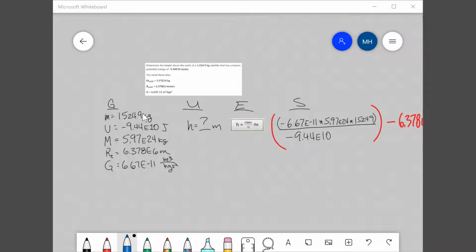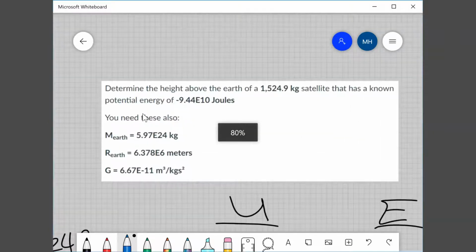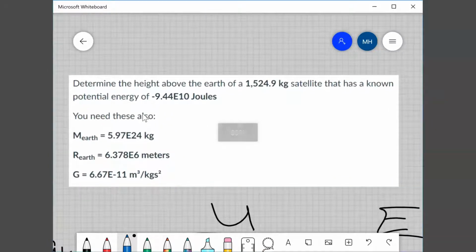This is a real quick overview of a problem like this. So let's say you have a satellite above the Earth, and we know the potential energy of the satellite just because we do, and we know the mass of the satellite, then we should be able to determine the height of the satellite if we know the mass of the Earth, the radius of the Earth, and the universal gravitation constant. So let's use our trusty problem-solving strategy.